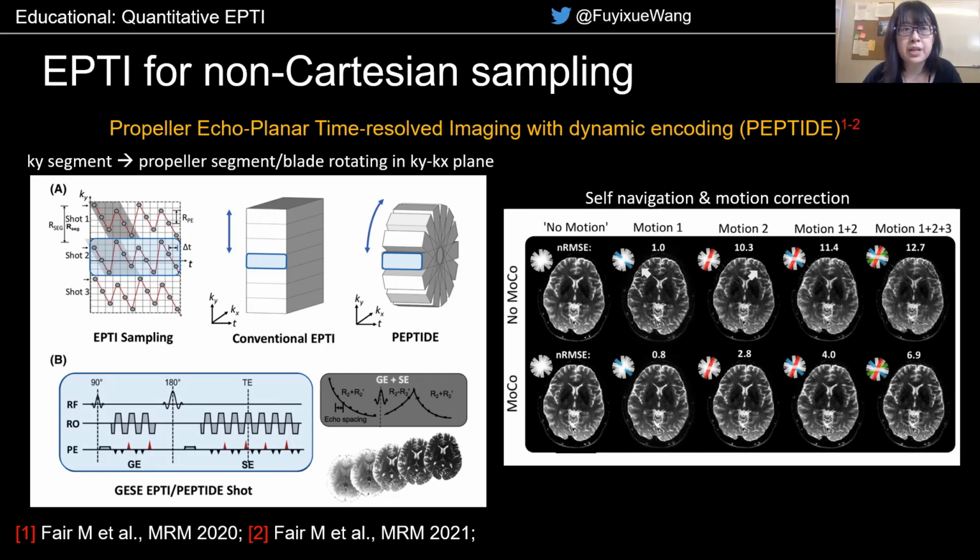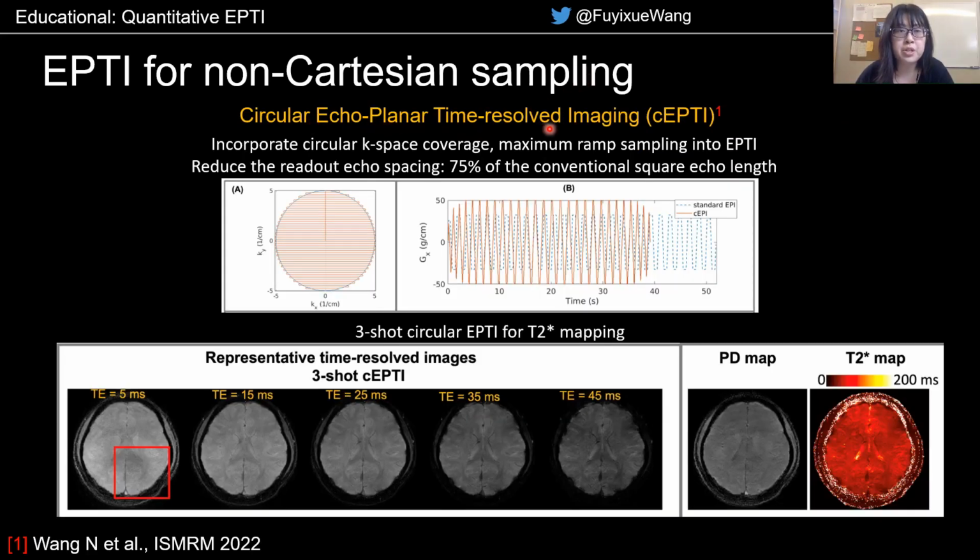EPTI can also be applied for non-Cartesian sampling as well. For example, in PROPELLER echo-planar time-resolved imaging with dynamic encoding, or PEPTIDE, instead of sampling the KY segment, PEPTIDE samples the propeller blade with in-plane rotation in the KY and KX plane to provide self-navigation and motion correction. Circular echo-planar time-resolved imaging incorporates circular K-space coverage and maximum ramp sampling into EPTI and reduces the readout length to about 75% of the original. It shows the multi-contrast images and the T2 star map acquired by a 3-shot circular EPTI.